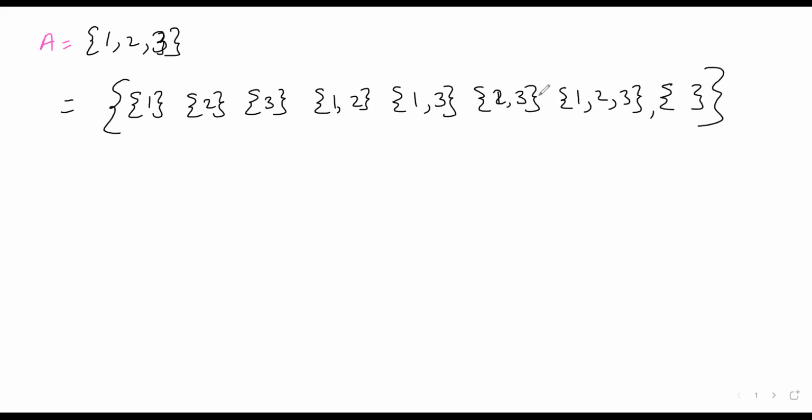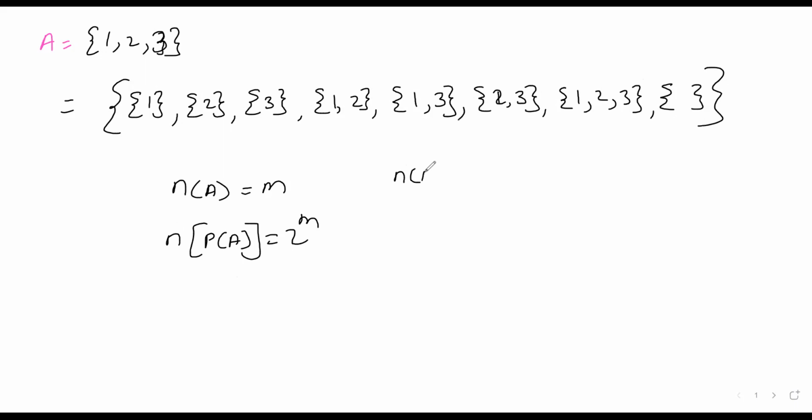So this set is the power set, the set of all possible subsets. If the number of elements in A is M, the number of elements in the power set is 2 raised to M. The number of elements in A is 3, so the number of elements in the power set is 2 raised to 3, that is 8. So this is your power set.